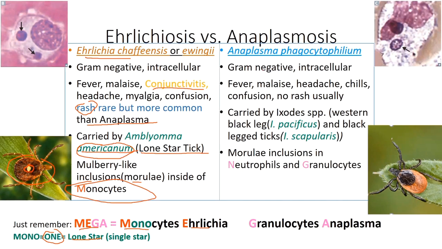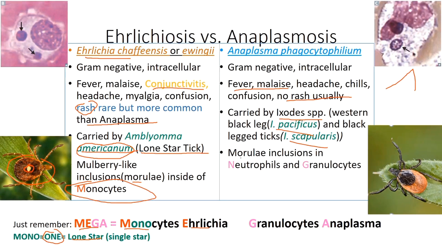Okay. Next is your Anaplasma phagocytophilum. This is gram-negative as well, intracellular. It causes very similar symptoms, chills and confusion. Usually the rash is more rare. However, remember, as we mentioned before, this is carried by your Ixodes tick. If you're up in the Northeast of the United States, that's your Ixodes scapularis, or if you're on the Western coast near the Pacific Ocean, your Ixodes pacificus. Those are associated with Western and black-legged ticks.